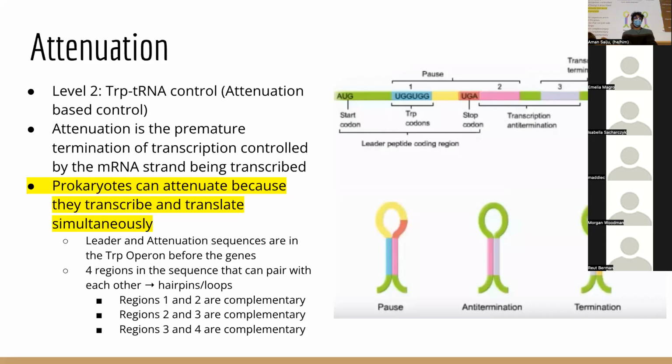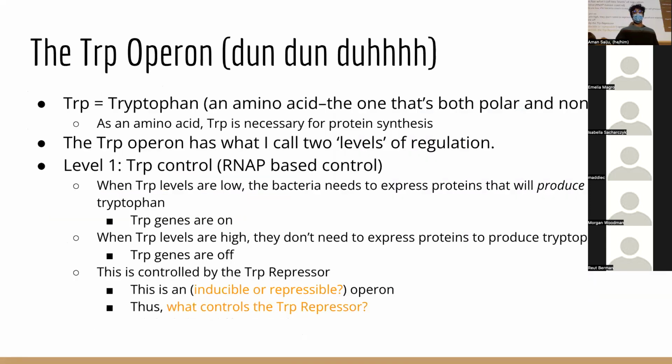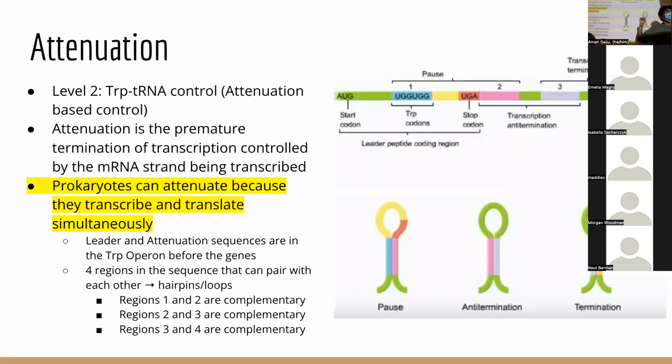All right. So the next level. The first level was what we talked about here, which is the TRP control, which is controlling whether or not RNA polymerase is bound and actively transcribing. So that's step one. Step two is attenuation. So keep in mind that this is an operon.